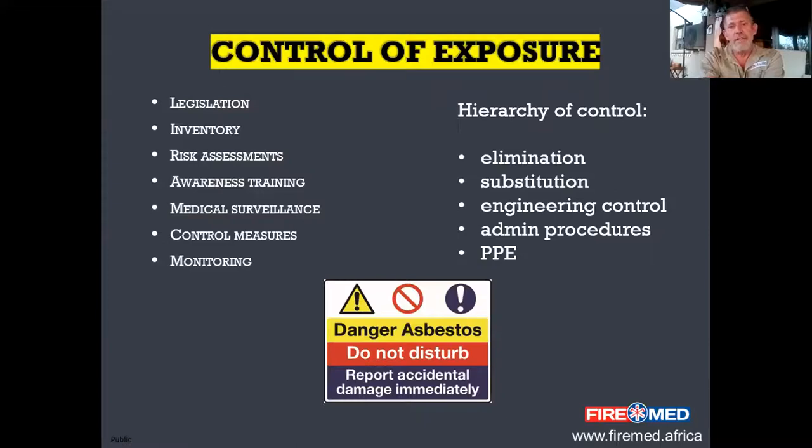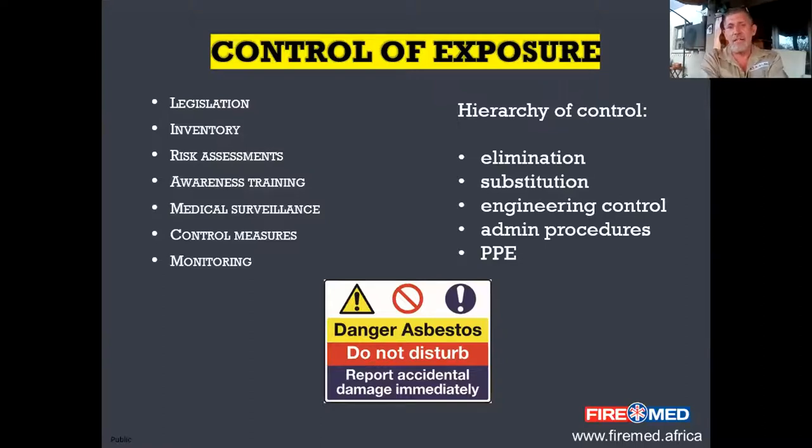Now, it's not just your normal medical surveillance, okay? If you have asbestos in your workplace, then these people need to do a chest X-ray and a lung function. And then, of course, you need to put in control measures, and you have to monitor that asbestos for the release of fibers every year. Okay, once again, that needs to be done by an AIA.